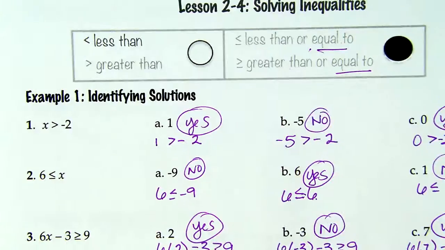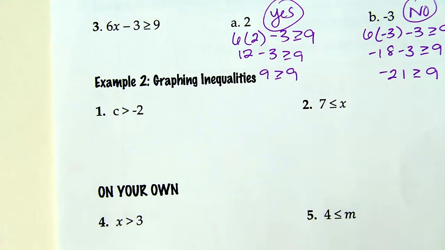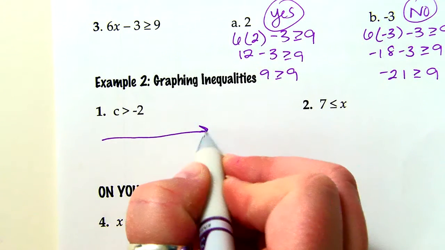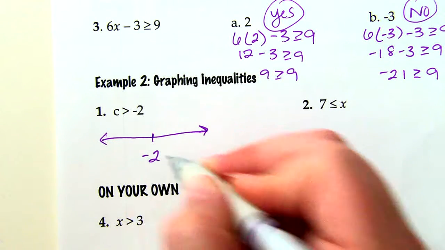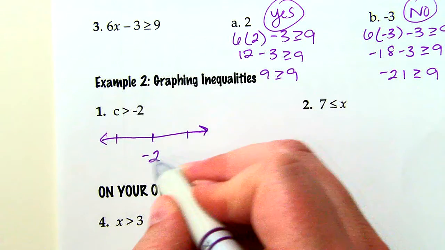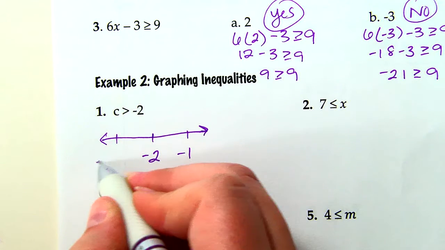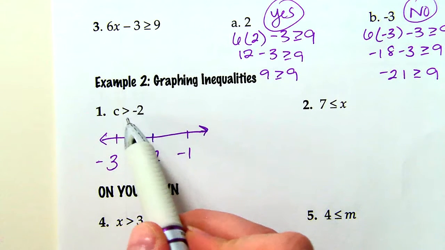We're going to practice graphing before we solve anything. Number 1 says to graph c is greater than -2. So you draw a number line. Whatever number we're graphing, put that in the middle, and then put one bigger and one smaller. One bigger than -2 is -1. One smaller is -3. So first you have to decide, is this a circle or a dot?